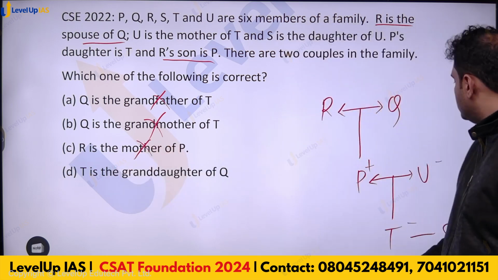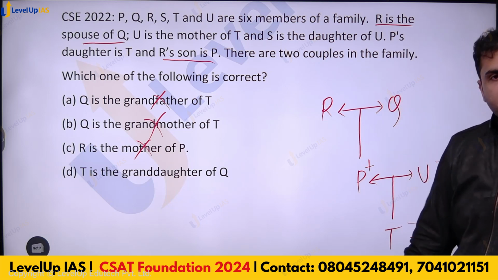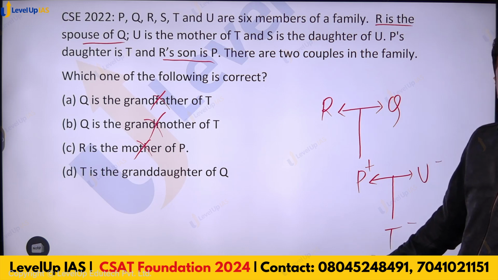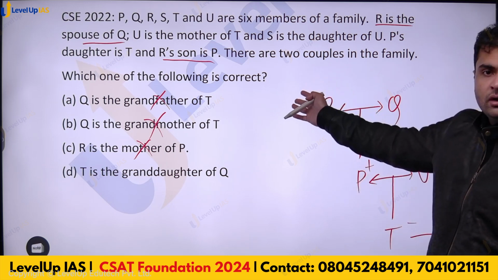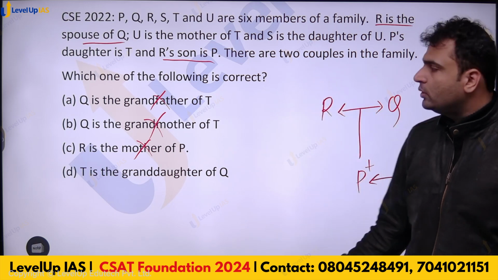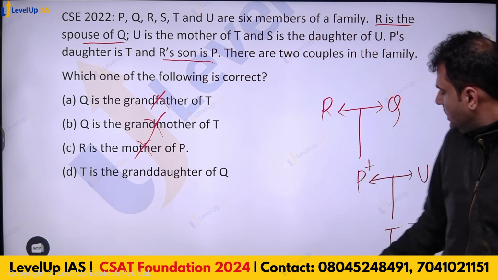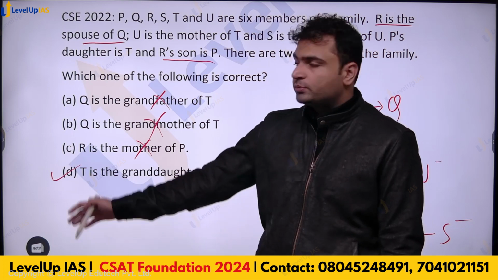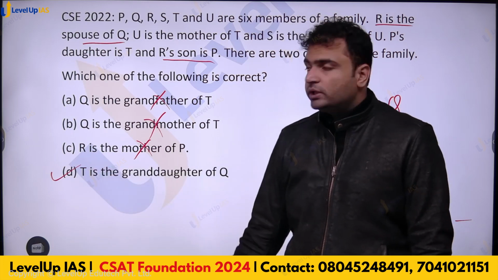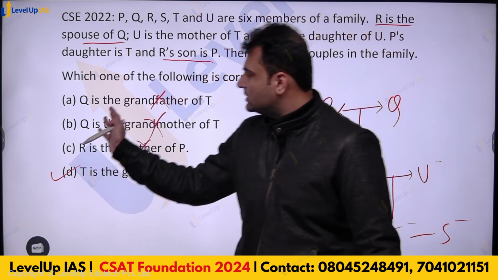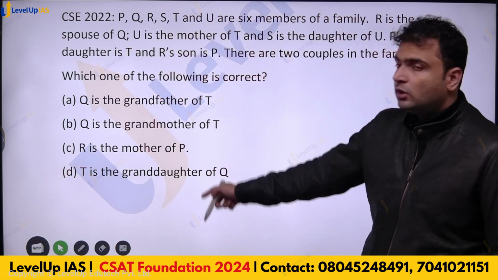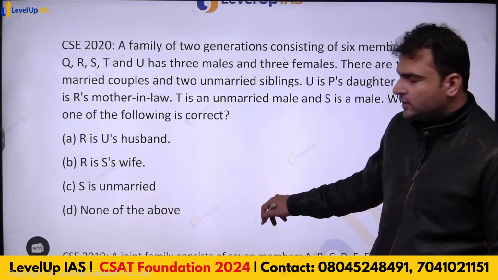T is the granddaughter of Q. That is absolutely correct, because T is a female. She is a granddaughter of her grandfather as well as her grandmother. So it doesn't matter the gender of Q. T remains the granddaughter. So here the correct answer is option number D, which holds in all possible cases, but A, B, C do not hold in some cases. So we have to mark option number D. Let us see the next question.